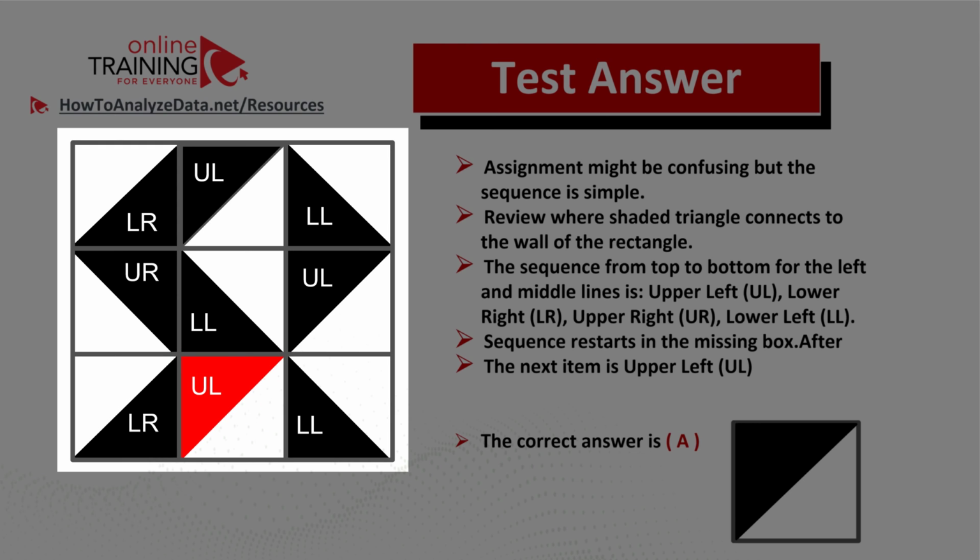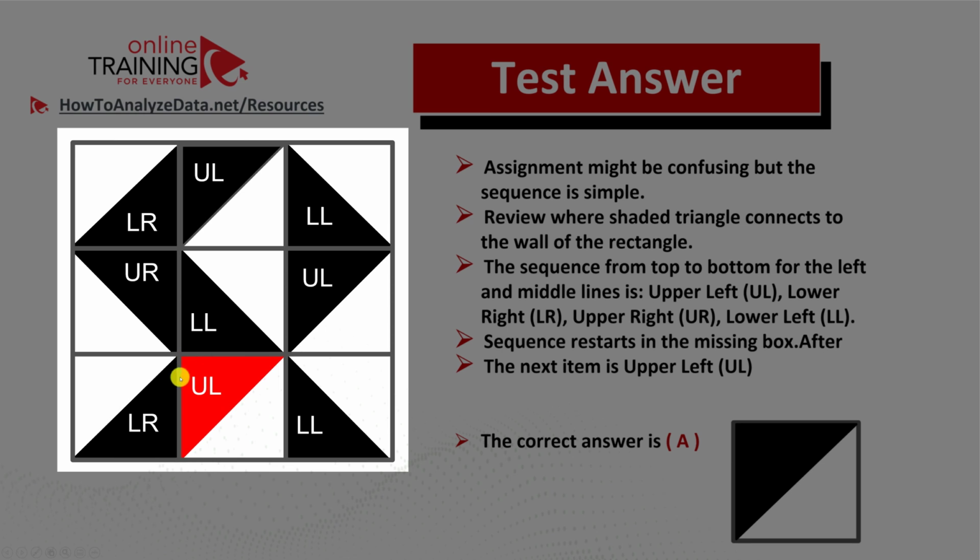As usual, to solve these types of questions, you need to look at the sequence. And sequence is determined by where the inside dark triangle connects to the inside walls of the rectangle. So for example, if you look at the left and middle line, this is where the sequence is. You see that it starts with upper left, so we have upper connection and then left connection. Then goes to lower right, so we have lower connection and then right connection. Then goes to upper right, and then goes to lower left.